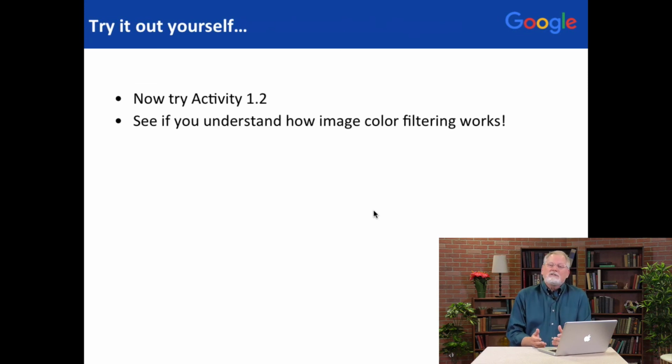So now you know how to search by color and how to filter by different properties like face and color and so on. Try activity 1.2 and see how far you get.